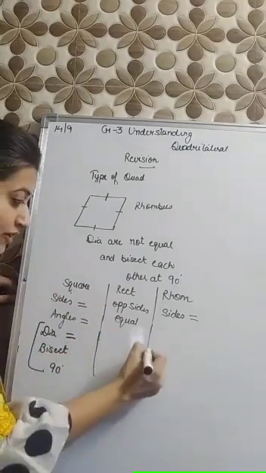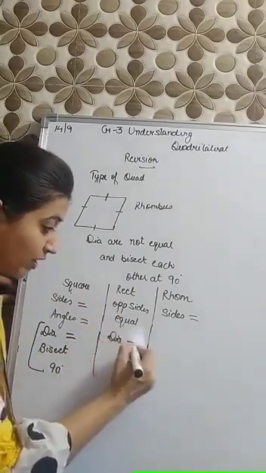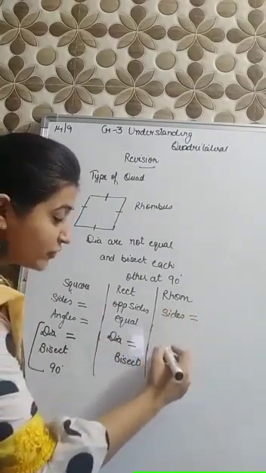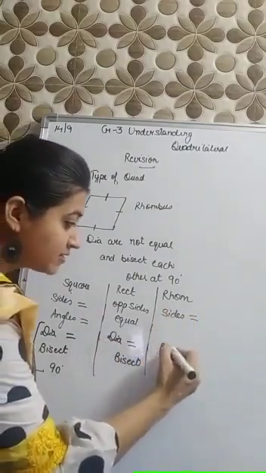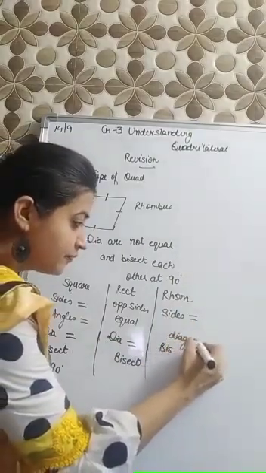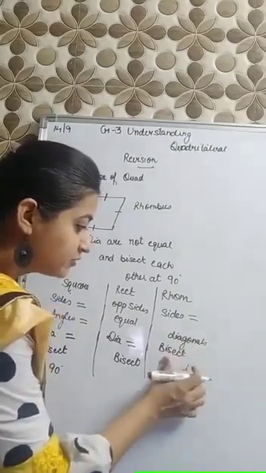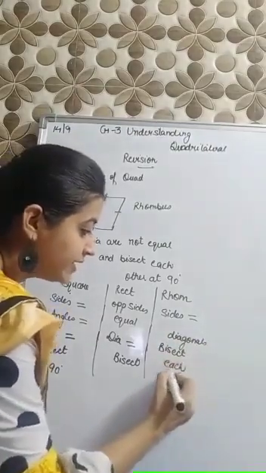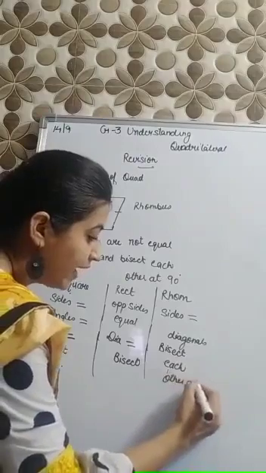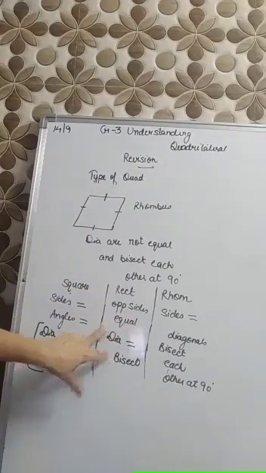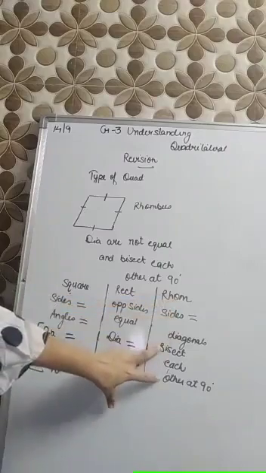But in case of a rectangle, diagonals are equal and bisect each other. In case of a rhombus, diagonals bisect each other at right angle. So in total, square is having three properties related to the diagonal. Rectangle is having two properties. Rhombus is again having two properties.